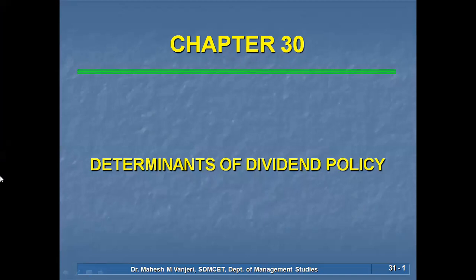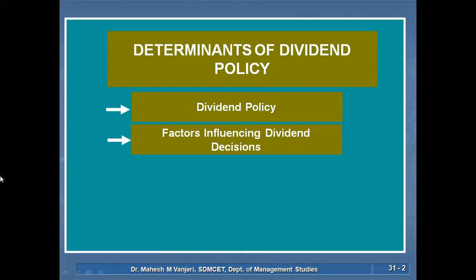So now we have the background of what dividend policy is and how it affects shareholders' wealth maximization. In this chapter, we are going to learn about two topics. One is about dividend policy, and second, the factors influencing dividend decisions. The finance manager, before making a dividend decision, must consider the impact of these factors upon the dividend decisions so that he makes the correct decision, as we saw in the video. The finance manager should make the correct dividend decisions which can maximize shareholders' wealth.